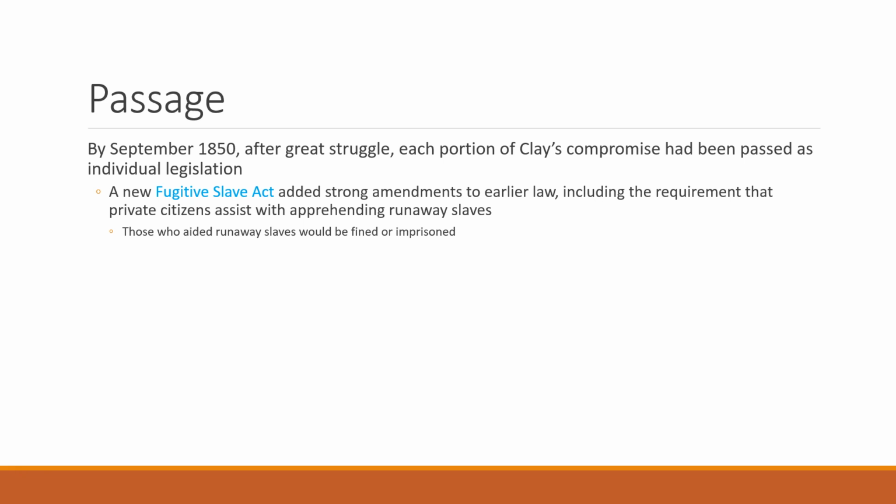A new Fugitive Slave Act added strong amendments to earlier law, including the requirement that private citizens assist with apprehending runaway slaves, meaning that if a runaway slave was in your area, they could actually force you to go through and find those slaves. Those who aided runaway slaves would be fined or imprisoned.